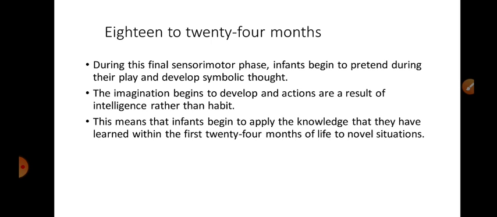Okay, this means that infants begin to apply the knowledge that they have learned within the first 24 months of life to novel situations. They started to apply their knowledge, and they started to apply their imagination in the real world. Okay, this is about the first sensorimotor phase.